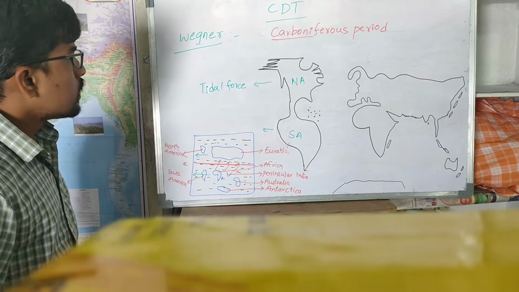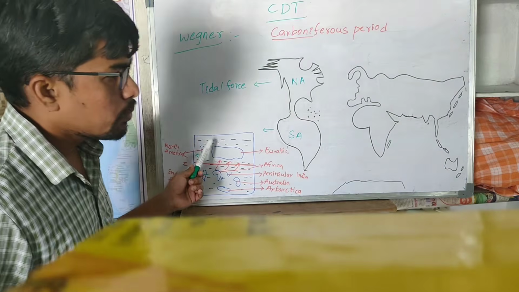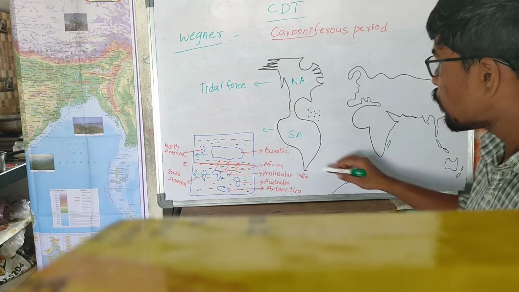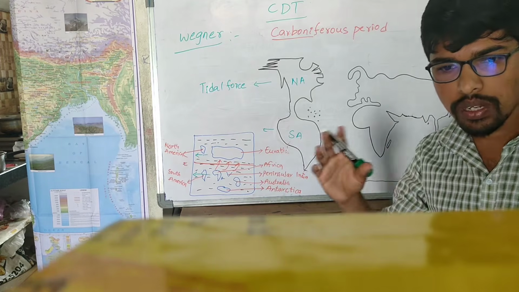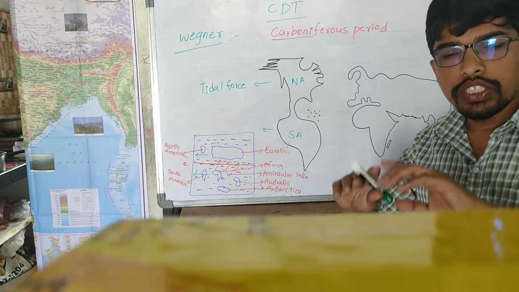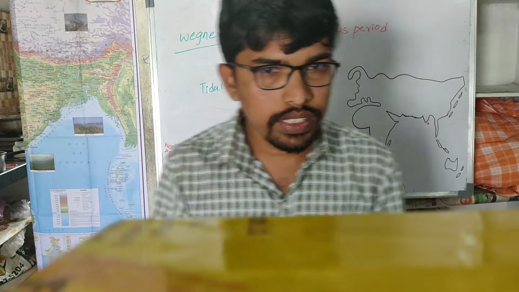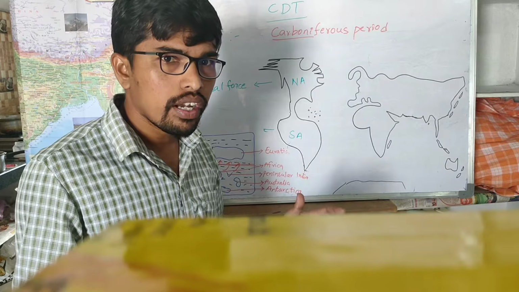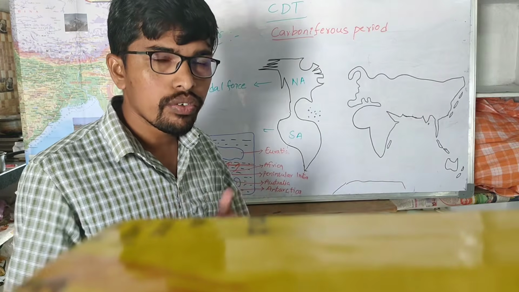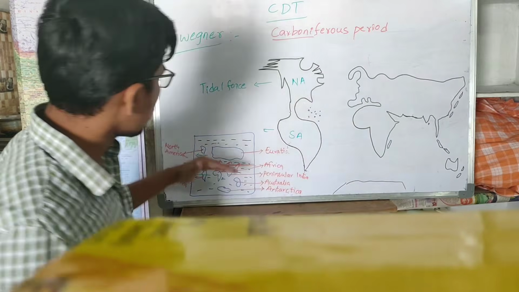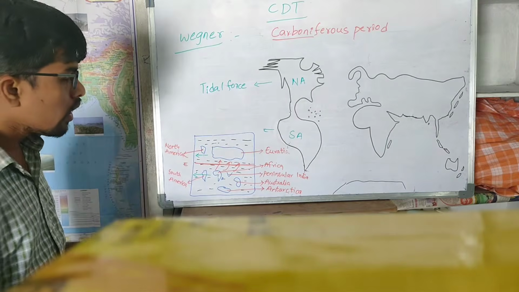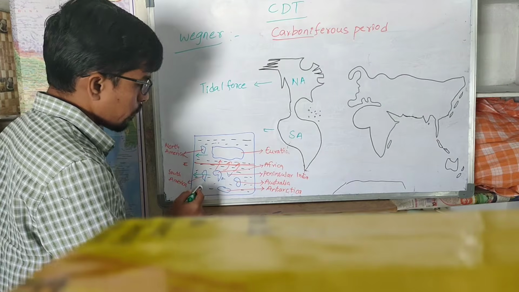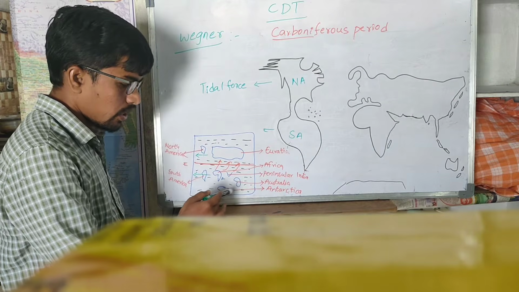So this is the second concept. According to Wagner, how are the landmasses formed? First, there was a huge landmass, that is Pangaea, which is surrounded by the superocean, that is Panthalassa. Pangaea is breaking into two landmasses, Laurasia and Gondwana land. Laurasia again divided into North America and Eurasia. The Gondwana land, which is the southern Pangaea, is South America, Africa, Peninsular India, Australia and Antarctica.